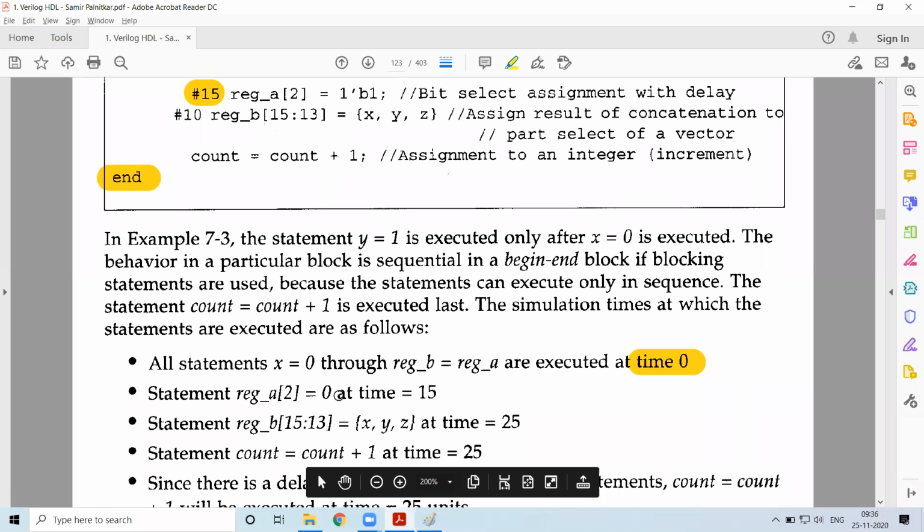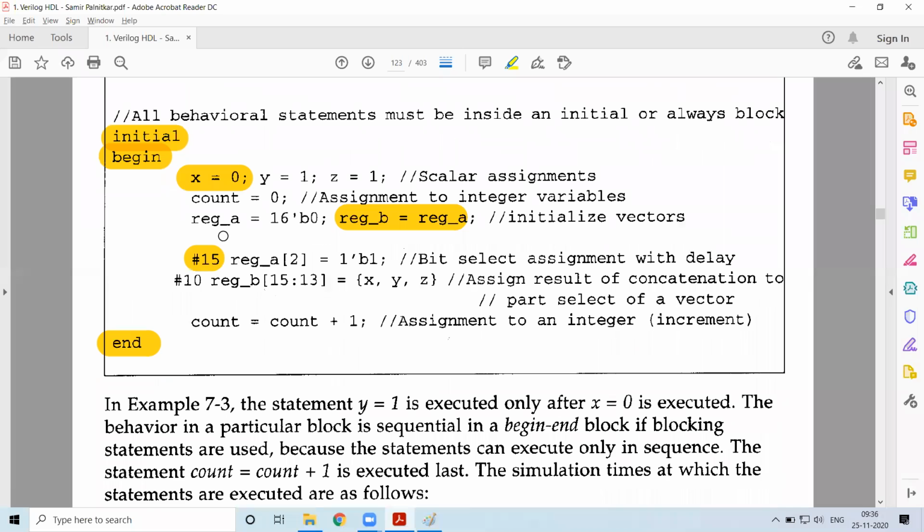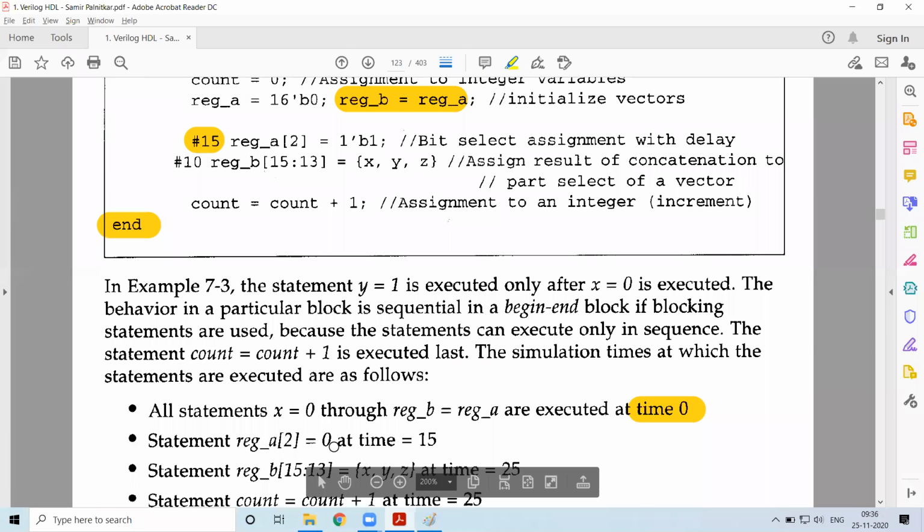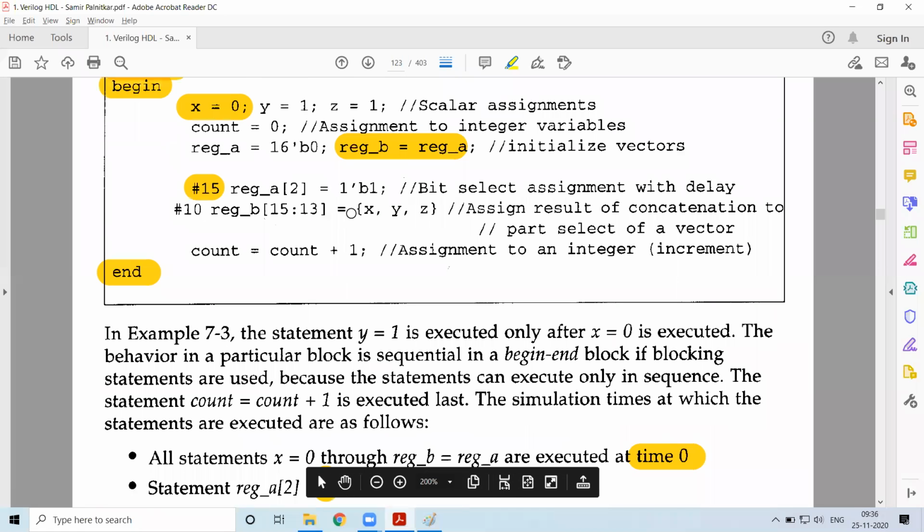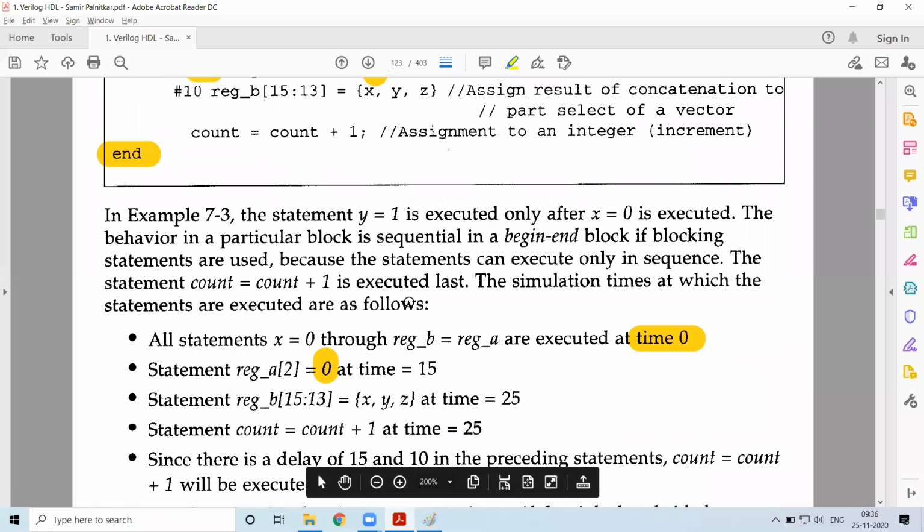So here, he hasn't specified. Here he has taken it as 0. Actually, it is updated with 1. It is updated with 1. So it's a typo error. So the statement with this one will be executed at time unit 15.